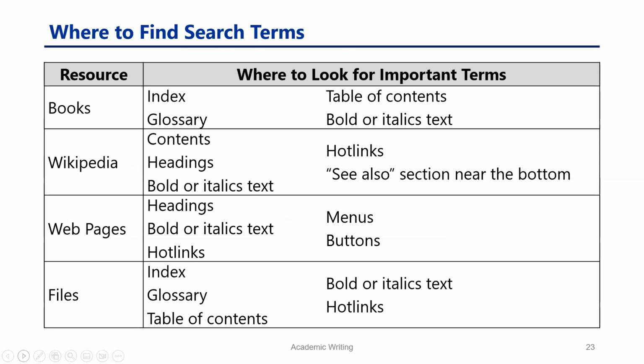So to summarize, where can you find search terms? We already saw in books that you can find them in the index, at the back, the table of contents in the front, the glossary, which is sort of like a dictionary and it's usually at the back, or in things in text that are in bold or italics.